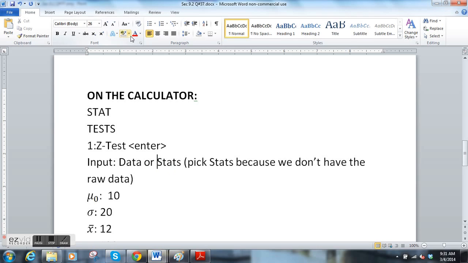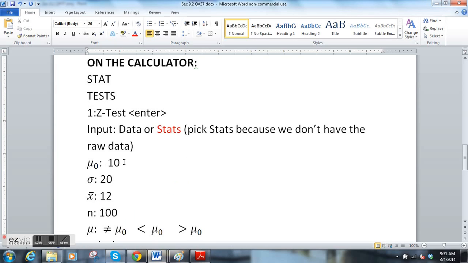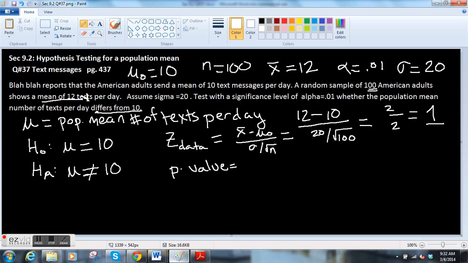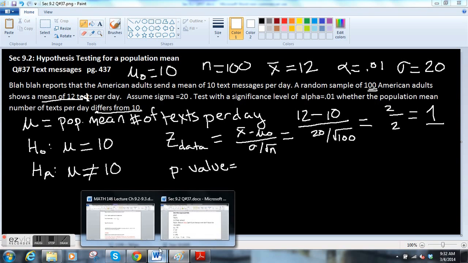Oops, I didn't highlight anything there. I'll do it in yellow, because all we have is the summary statistics. We have X bar and stuff. So then you type in these numbers. In this case, the null hypothesis number is 10, standard deviation 20, X bar is 12, n equals 100. And again, that's why I write these out, so that when you're using your calculator, you don't start typing in the wrong numbers. It's very easy to type in X bar and mu 0, switch those accidentally. So you don't want to do that.